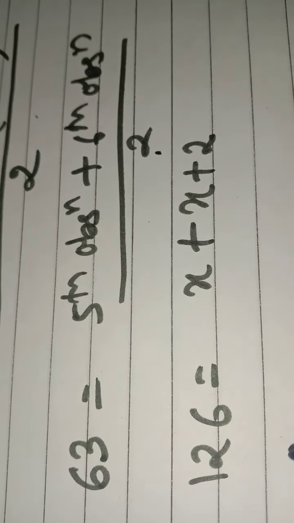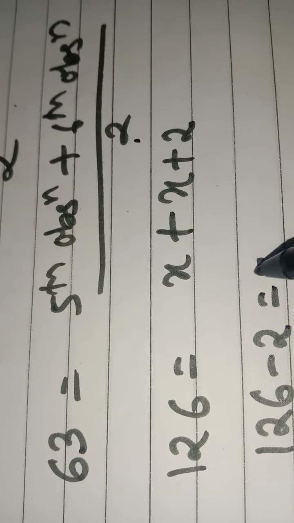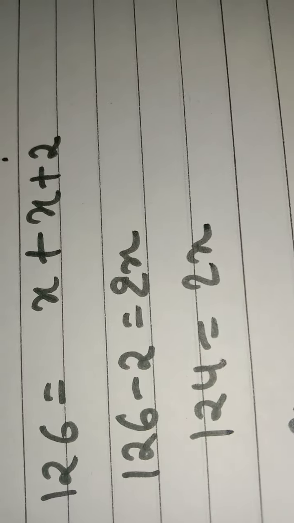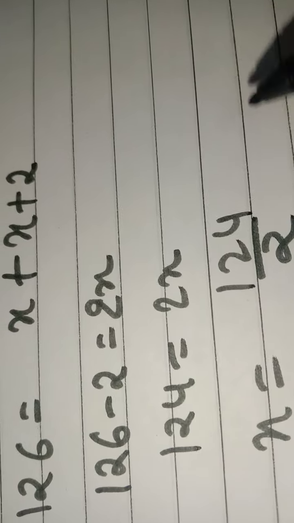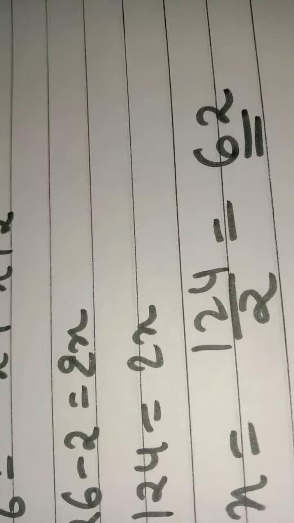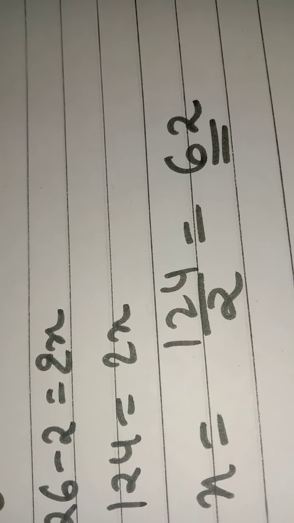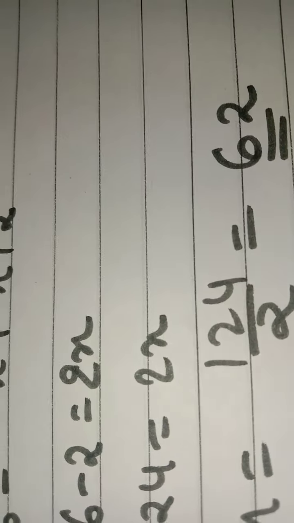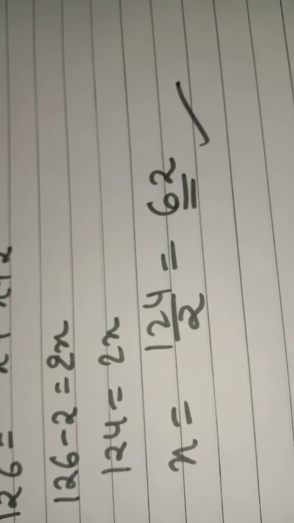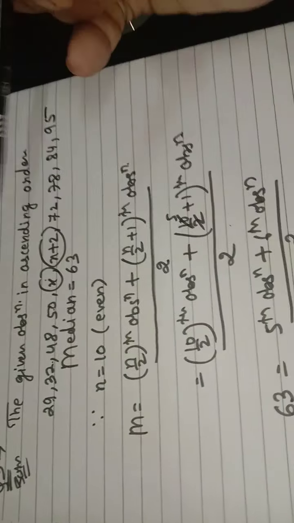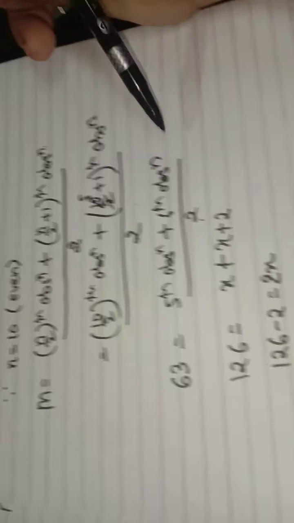So x plus 2. I already multiplied 2 with 63. Now it is 126 minus 2 is equal to 2x. 124 is equal to 2x. So x is equal to 124 upon 2. That will be 62. So the missing observation we had to find out has the value 62. Clear? You can see here, and this is the method of doing the calculation when the missing frequency is given.